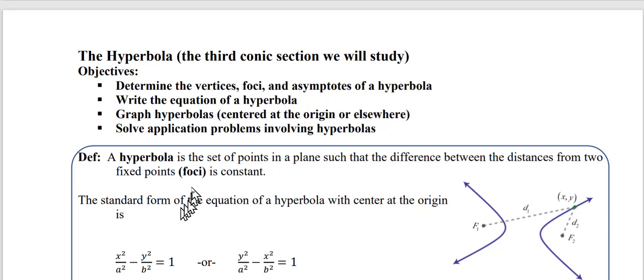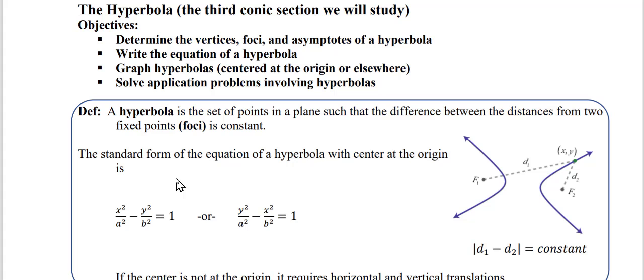With a hyperbola, we need to be able to determine the vertices, the foci, and the asymptotes of the hyperbola. The reason we need those is because that will help us solve some of these applications involving hyperbolas. We also want to be able to write the equation of a hyperbola and graph hyperbolas. Again, all of that gives us a better understanding of these applications involving hyperbolas.